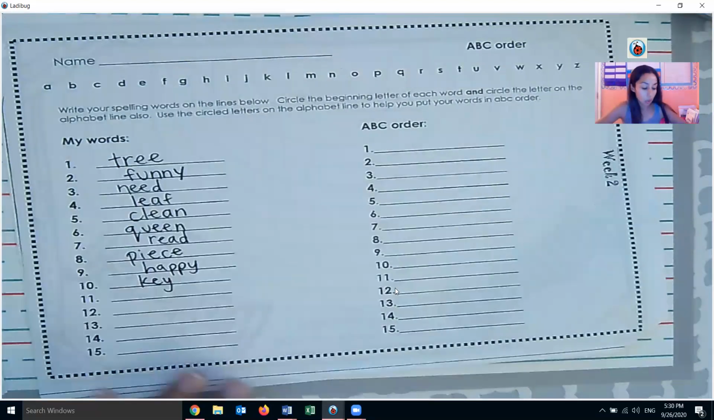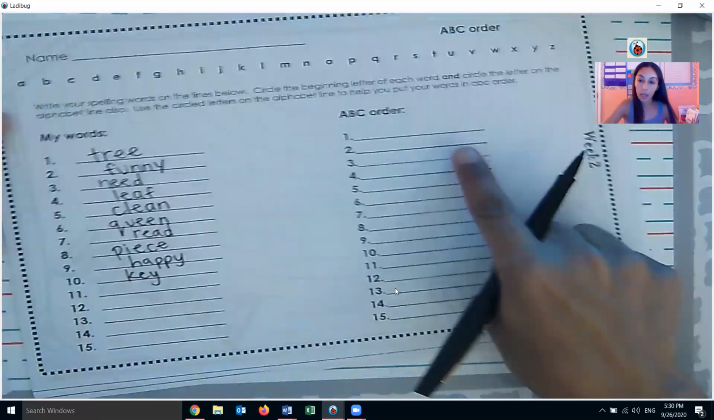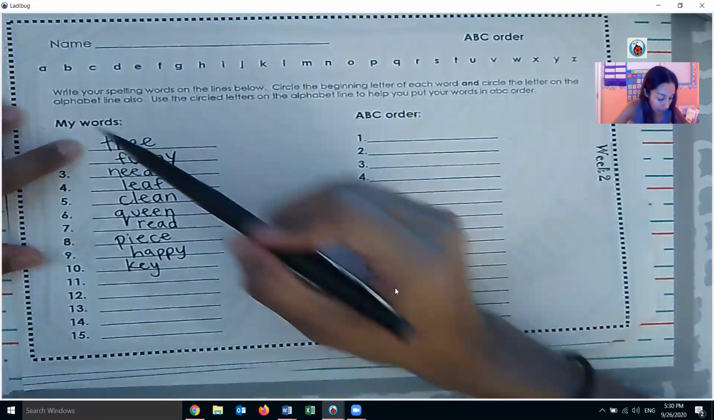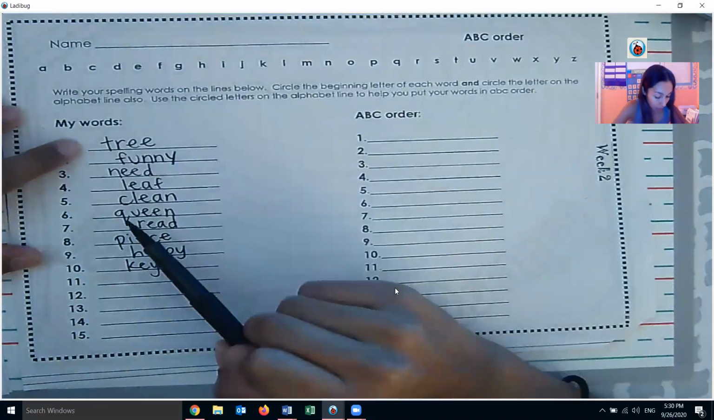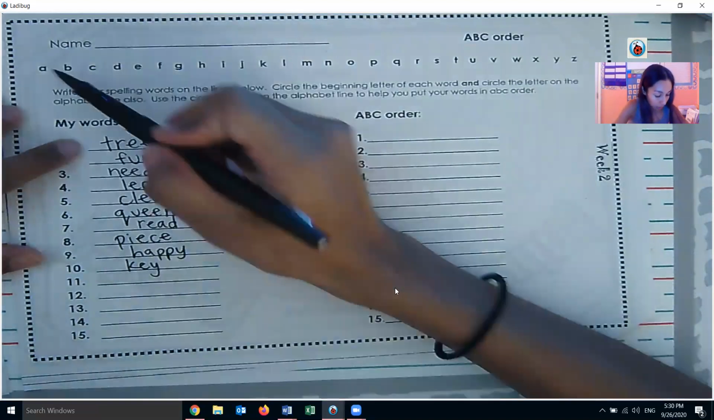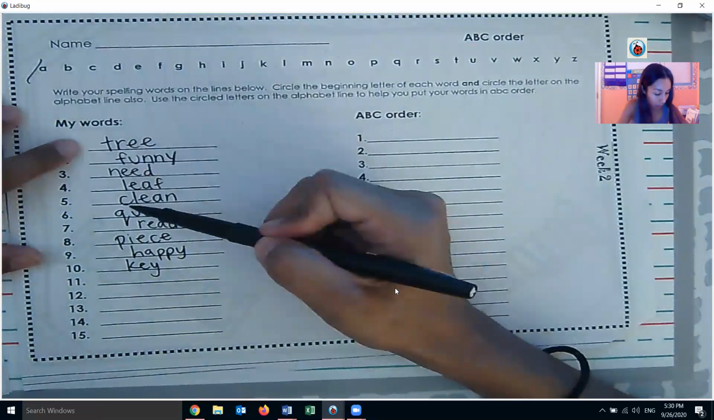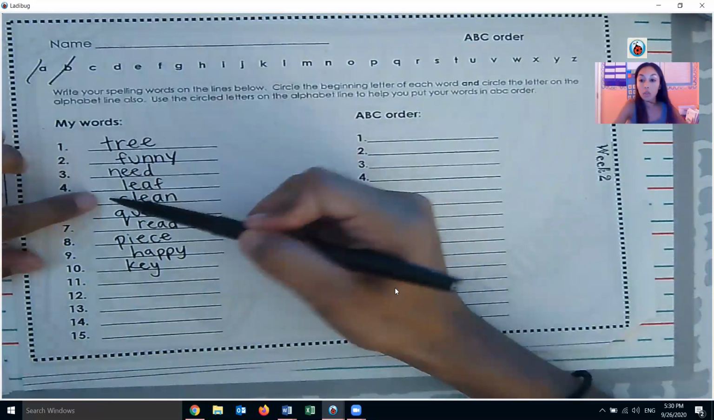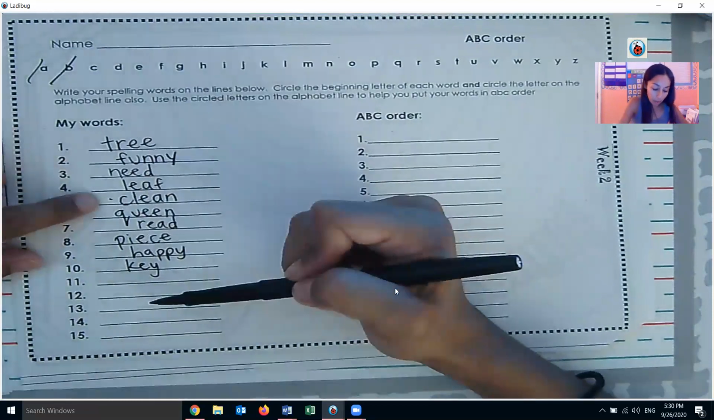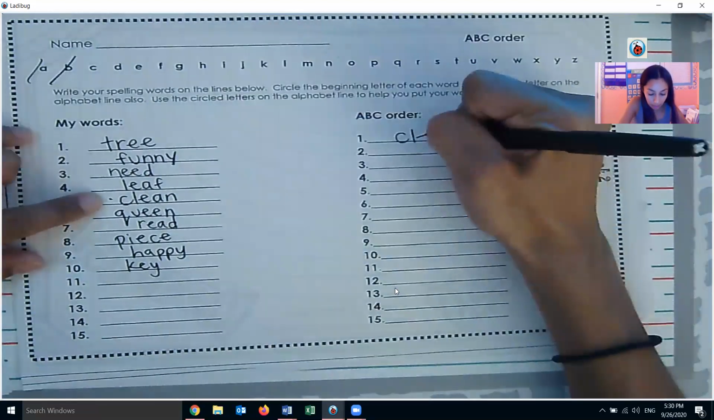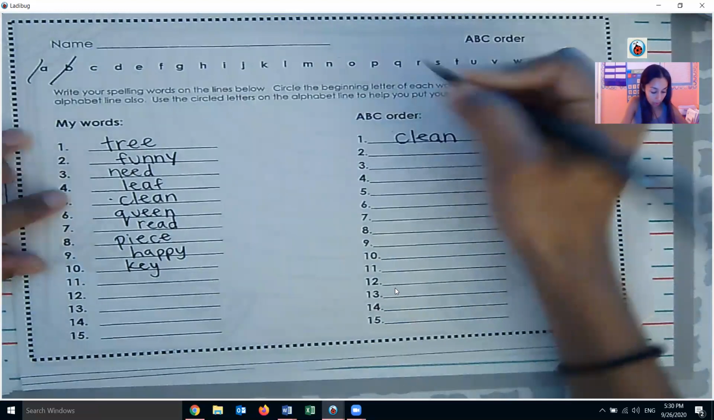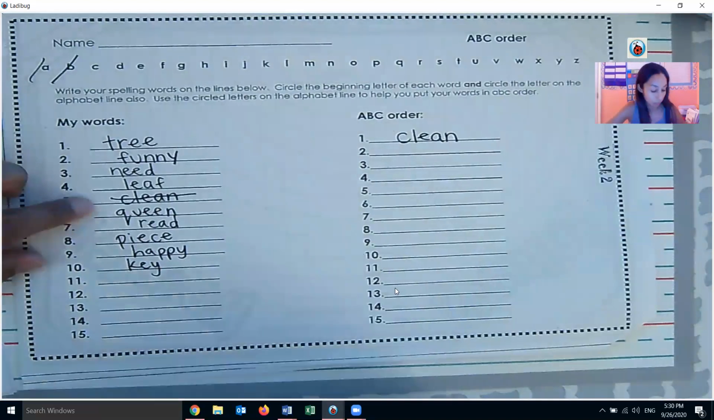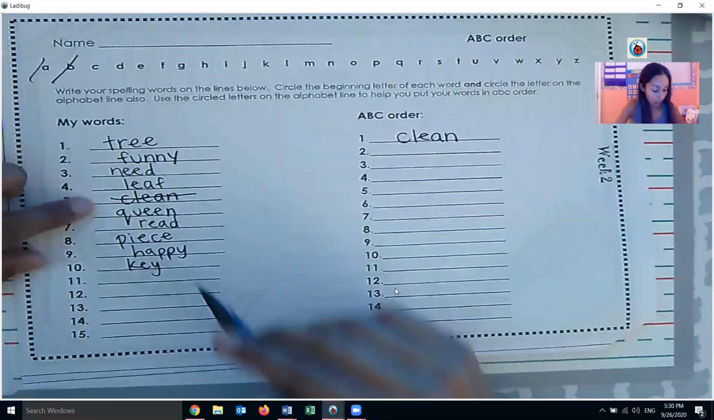So now I'm going to go through my alphabet and write them in alphabetical order. So I'm going to look for any A words first. A. No A words. B. No B words. C. Okay, C, one, clean. And it looks like it's only one C word, the word clean. I'm going to write clean, and I'm also going to cross it off here so I don't accidentally write it twice or forget any. Next is D.